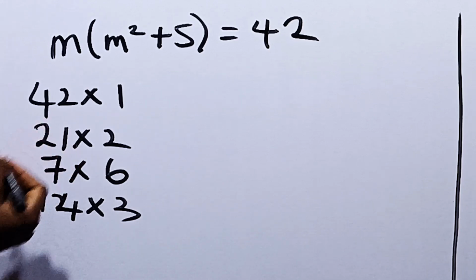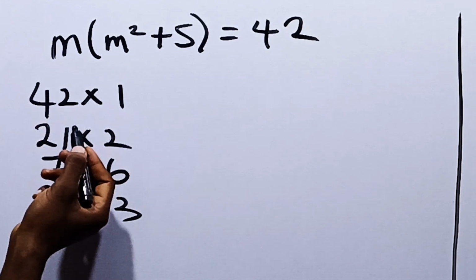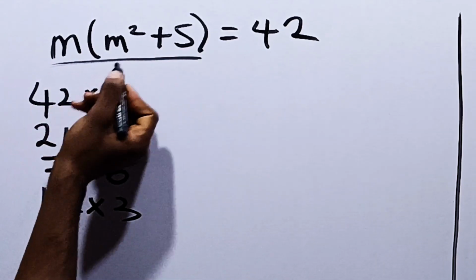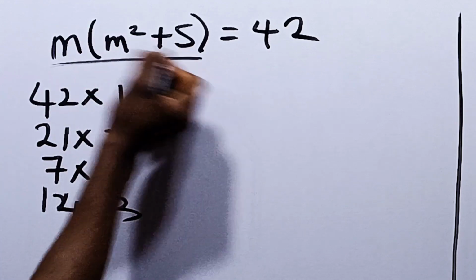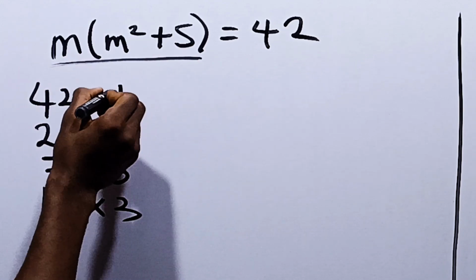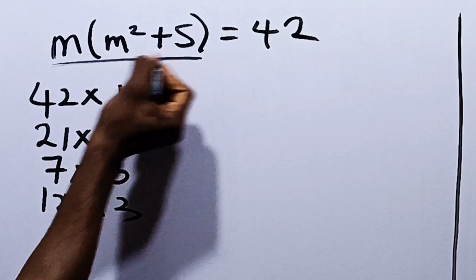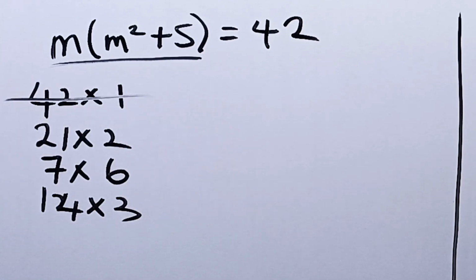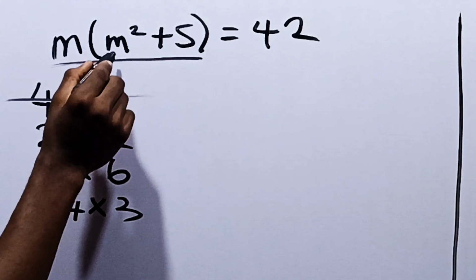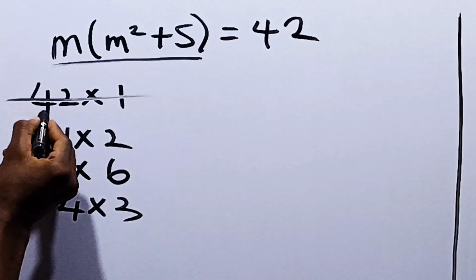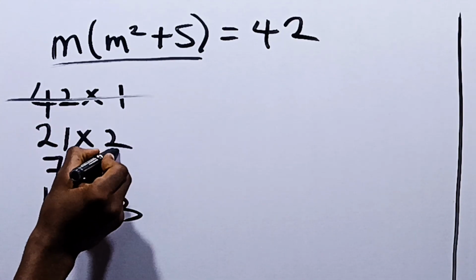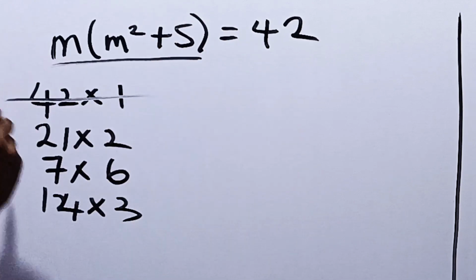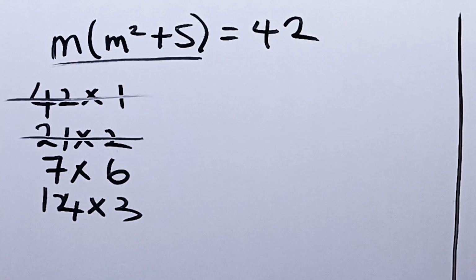Now, looking at this question, the first one is 42 times 1. If this is an expression, which of these should be greater? Of course, the one inside is greater than the one outside. So it means that m is 1, m squared plus 5, if m is 1, cannot be equal to 42. Okay? So we strike this out. I don't know if you understand what I'm saying. If you put m as 1 here, we have 1 squared plus 5, which is 6, and this is not 42. When m is 2, 2 squared plus 5, we have 4 plus 5, which is 9. So this is also null and void.